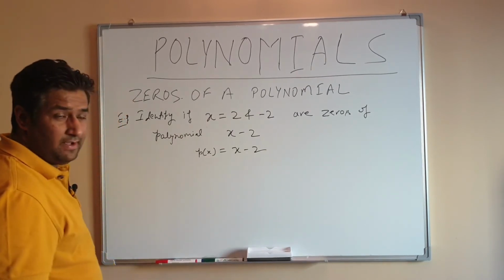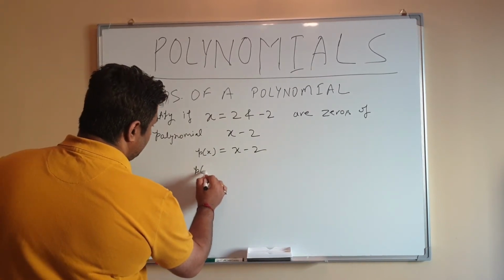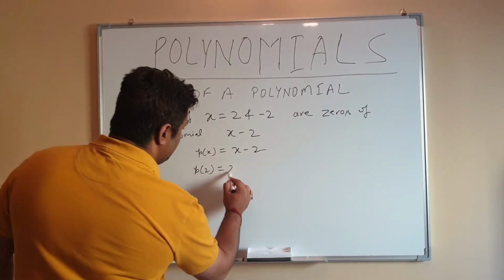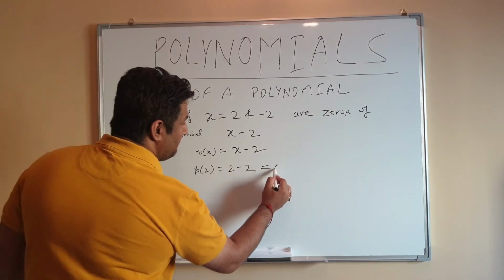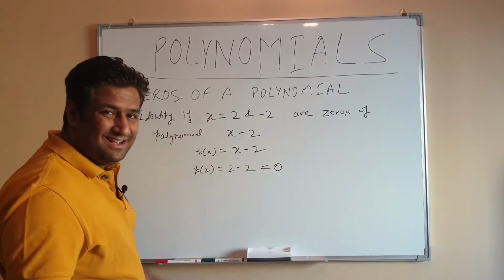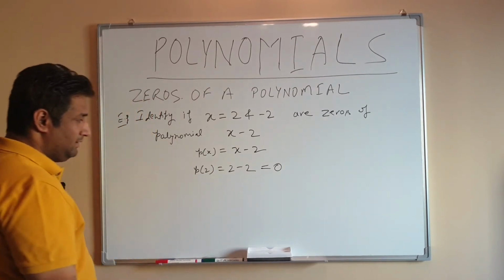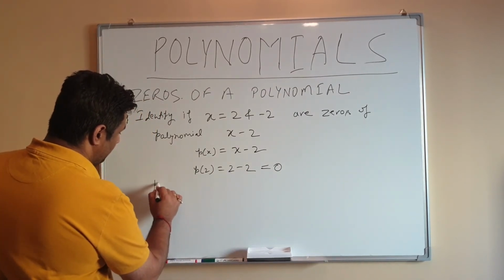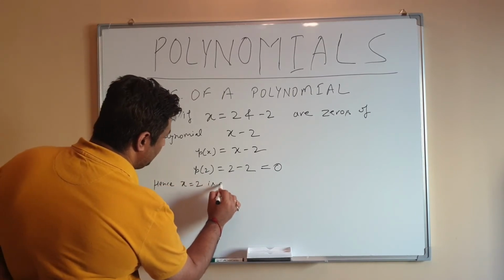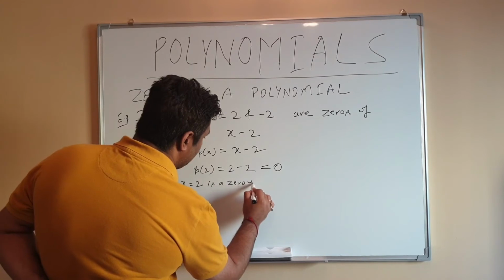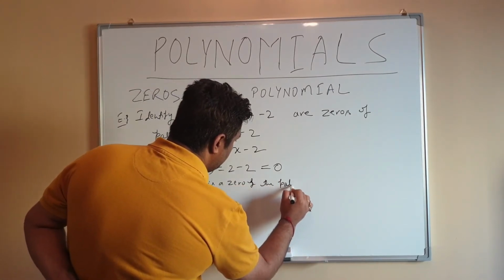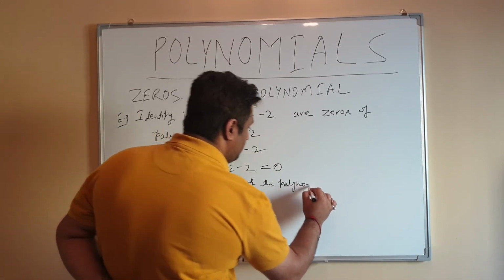Okay, so let's try for first x is equal to 2. So basically in place of x we'll put 2, so p of 2 is going to be 2 minus 2, now 2 minus 2 will become 0, so that means x is equal to 2 is a 0 of the polynomial. Okay, so we'll just write hence x is equal to 2 is a 0 of the polynomial.